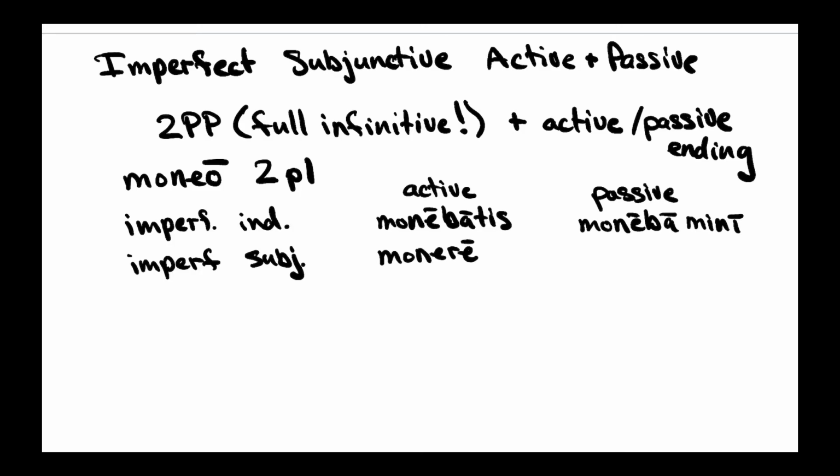Monet re tis. Monet re mini. And that's it. You take that infinitive, that present active infinitive, and you just put an ending on the end of it. It's that simple, although it looks a little strange. You'll see these a lot, and you'll see the infinitive with an ending, and you think, okay, that's an imperfect subjunctive. It's kind of strange, but it's an imperfect subjunctive.